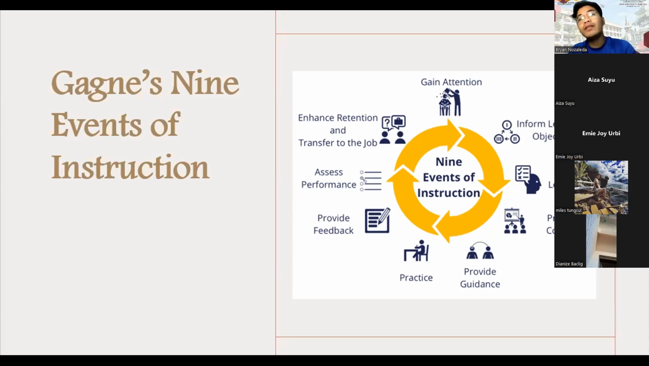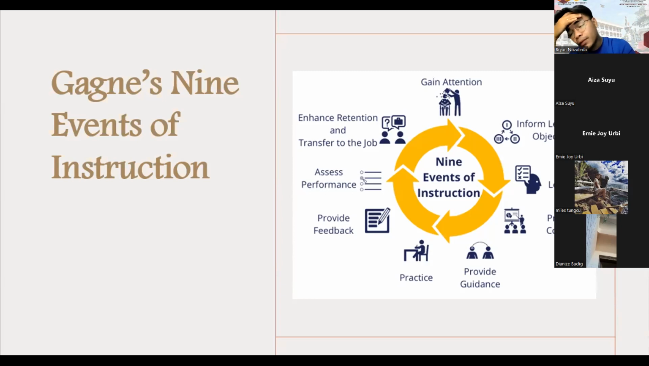And then when you're done with that, you now present the content of the lesson. Ituro mo na sa kanila kung ano yung lesson. And then you provide guidance, practice, and then provide feedback. It's not enough na nagawa nila, but you have to provide feedback to what they have done. And then assess performance through evaluation tools. And then after that, they will be able to enhance retention and transfer to the child. Okay, that's what we meant by Gagne's 9 events of instruction.